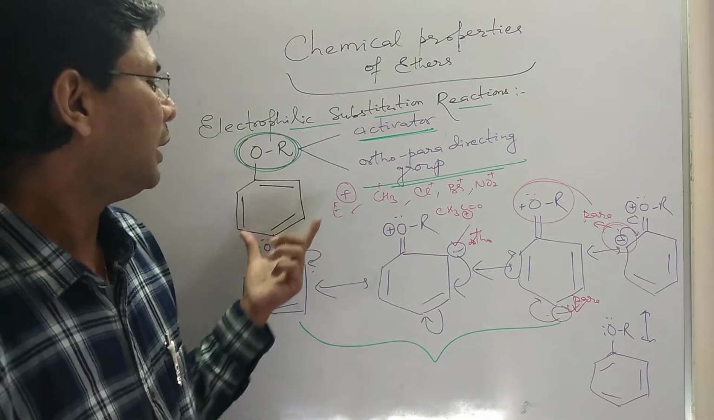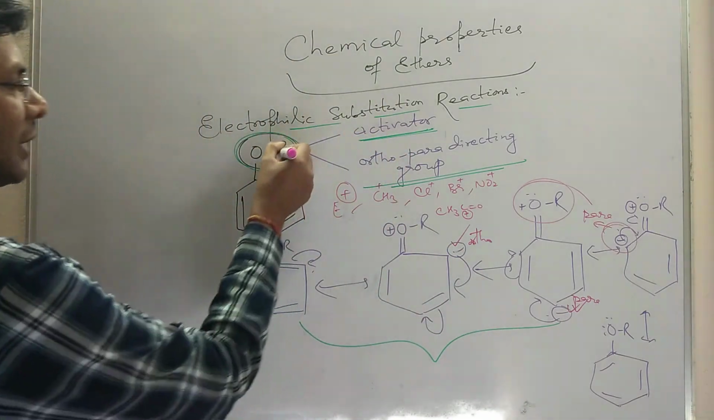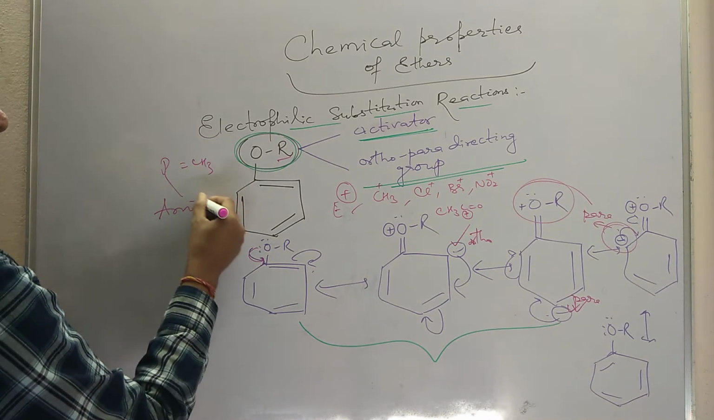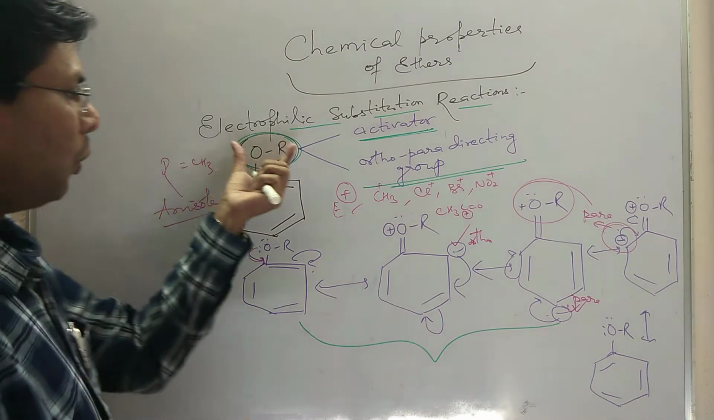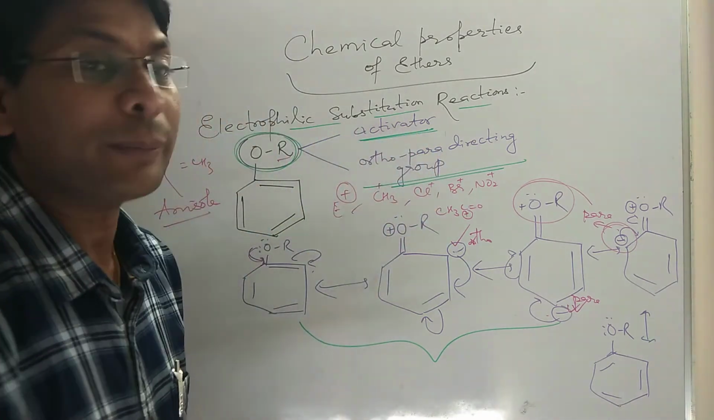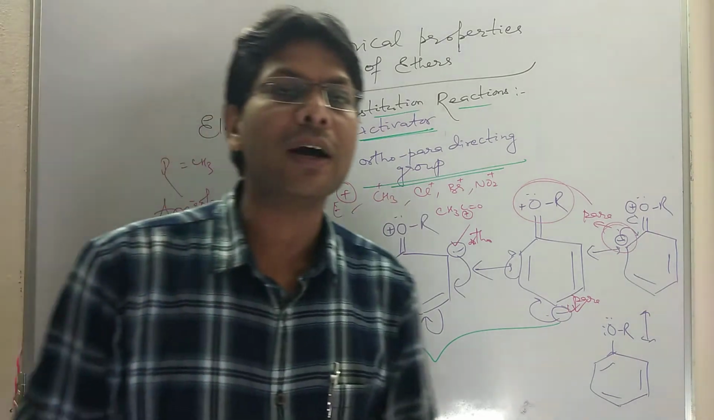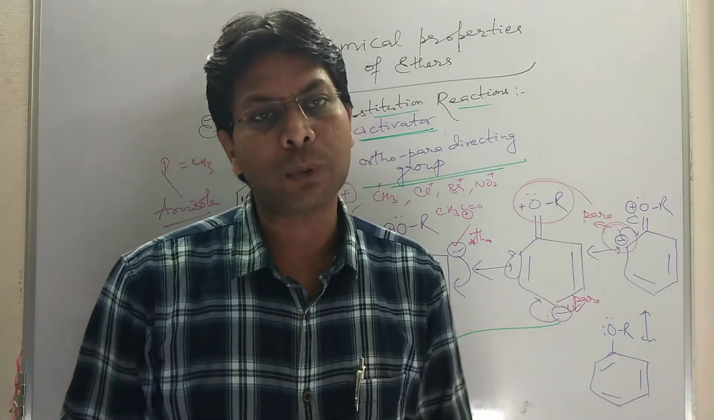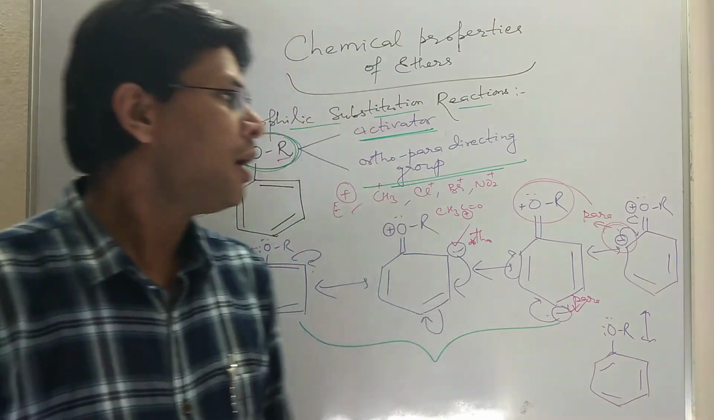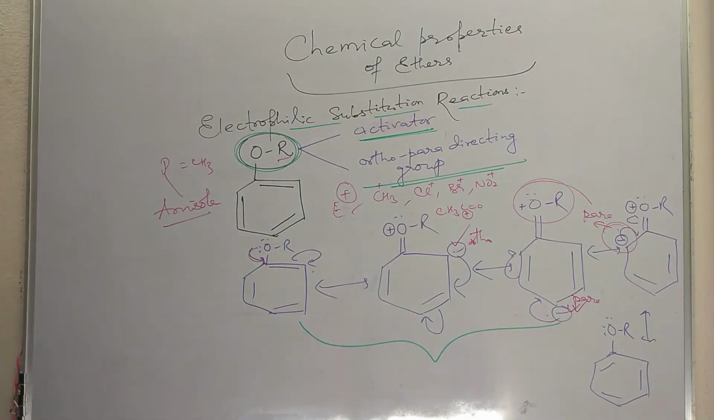If here R is a methyl group, then it is called anisole. So in anisole, the OCH3 group is an activator group. It increases the electron density at ortho and para position. Therefore, the electrophile comes and attacks, para being the major product and ortho being the minor product.